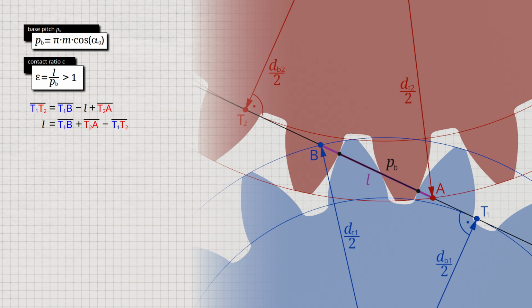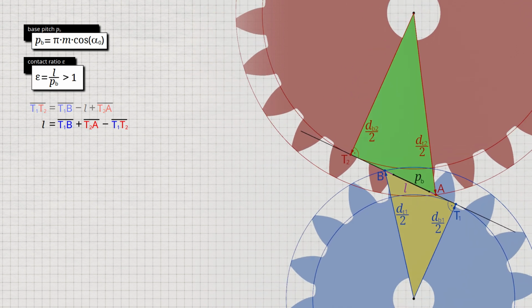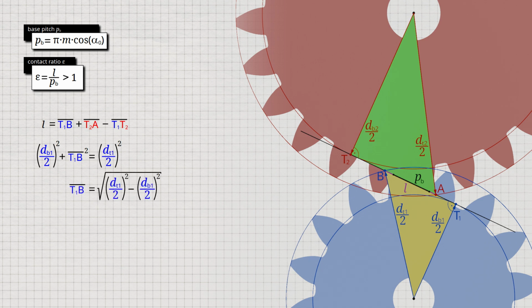In this formula, we must use geometric considerations to determine the individual distances. To do this, let us look at the right-angled triangles drawn. From the yellow triangle, the Pythagorean theorem can be used to establish a relationship between the diameter of the base circle dB1, the diameter of the tip circle dt1, and the distance t1b. This gives the equation shown. This equation is solved for the distance t1b. Analogously, a relationship between the base circle diameter dB2, the tip circle diameter dt2, and the distance t2a can be established from the green right-angled triangle. This equation is now solved for the distance t2a.